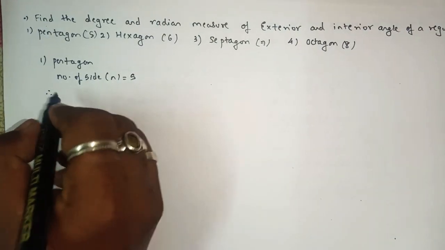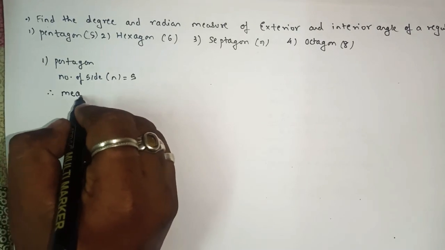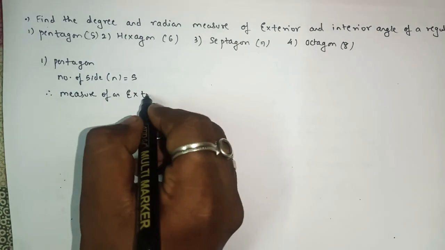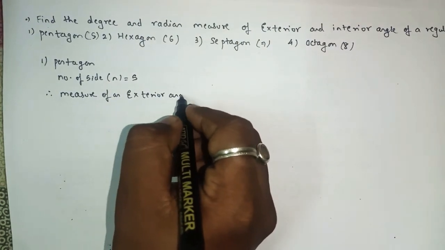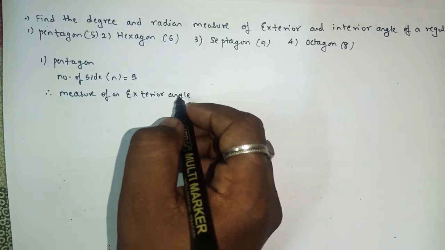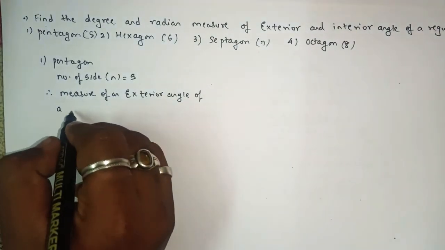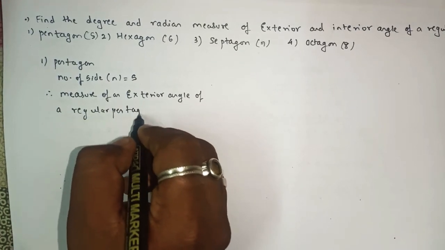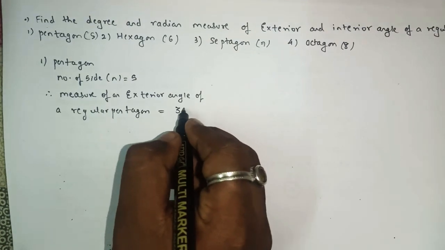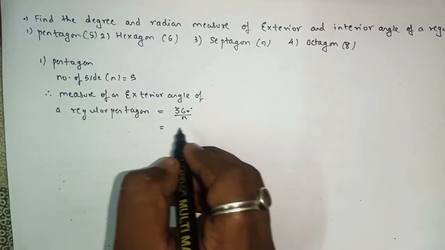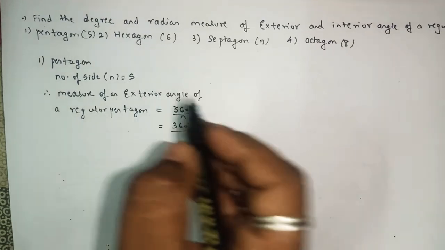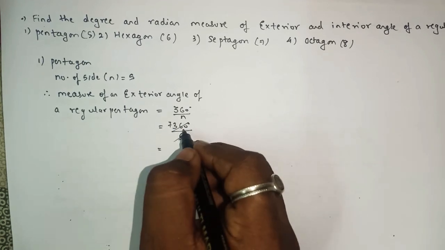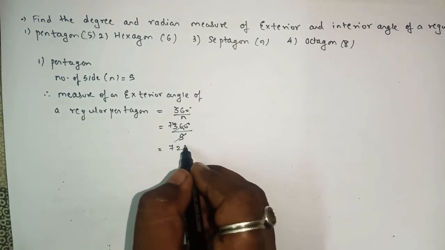So now we'll find the exterior angle first. The measure of an exterior angle of a regular pentagon is equal to 360 upon n. So 360 upon the number of sides, for this we have 5. 5 sevens are 35, 5 twos are 10, so here we got 72 degrees.